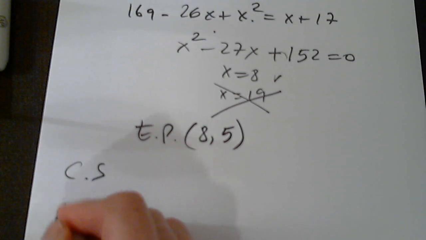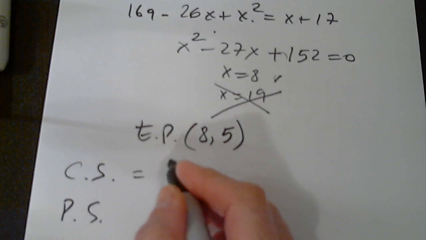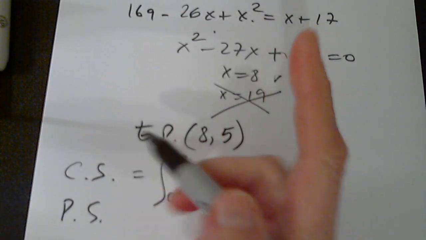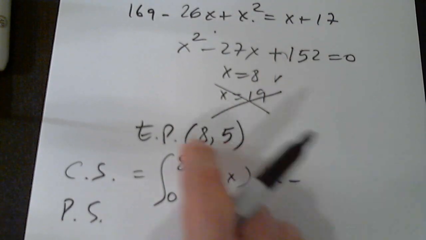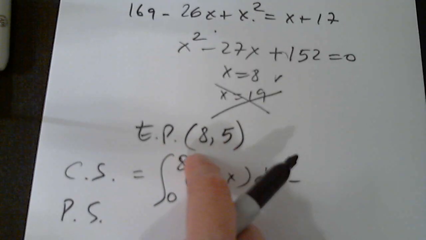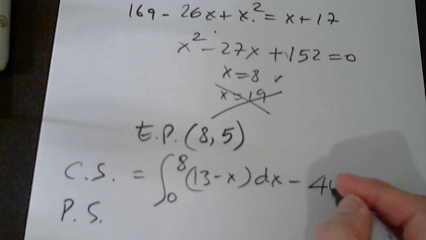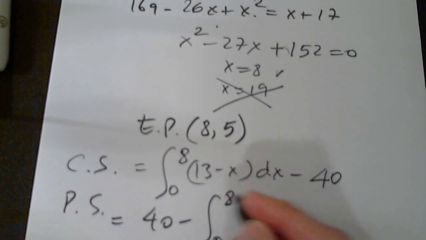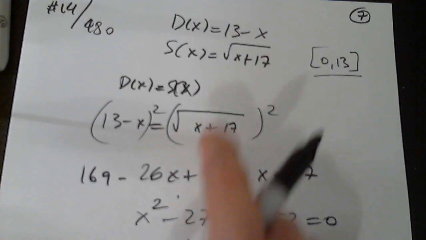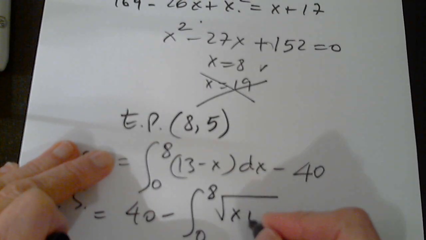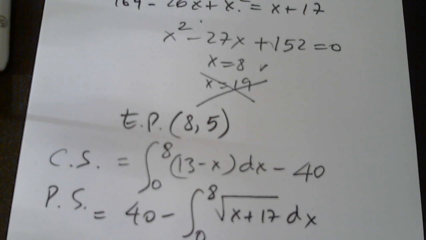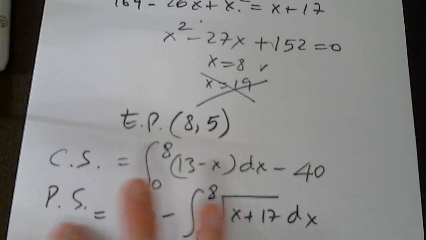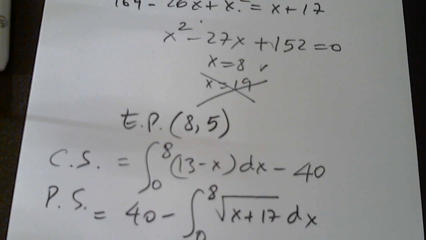So now the consumer surplus and producer surplus, the formulas. The integral from 0 to 8 from the demand function minus this product. 8 units at $5 per unit, we are paying $40. The producer surplus is the other way around. It's 40 minus the integral from 0 to 8, but not from the same function, from the supply function. So the square root of x plus 17 dx. Any questions on these so far before we calculate? Any questions on how to write the consumer surplus? Any questions on how to write the producer surplus?